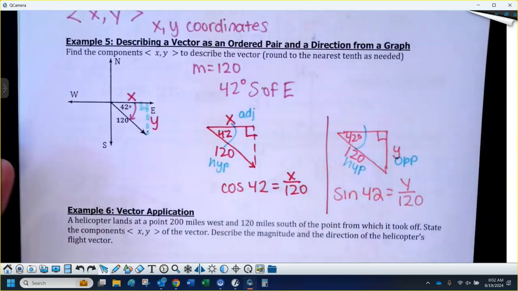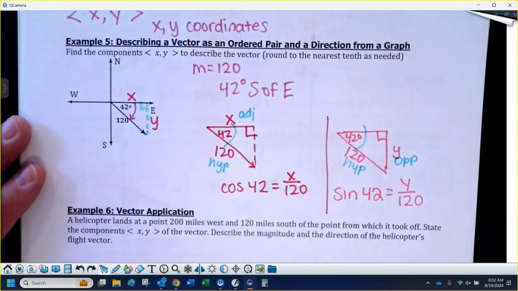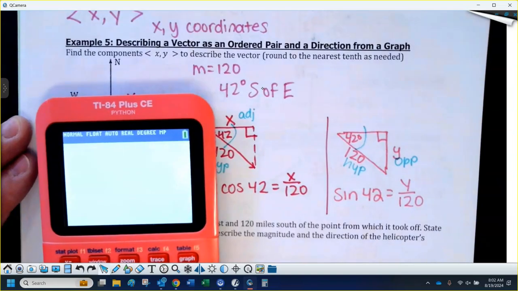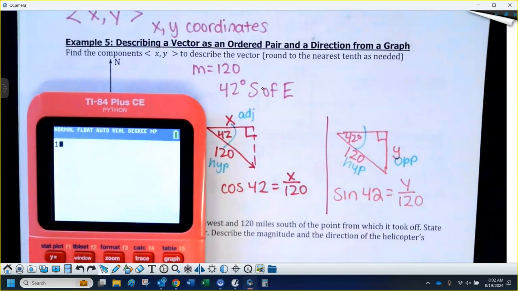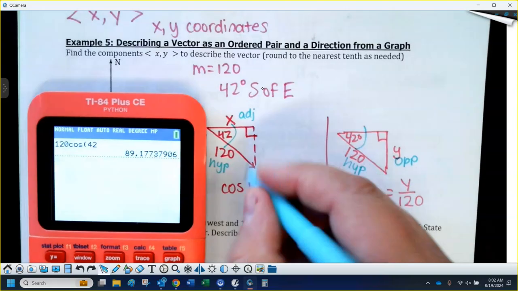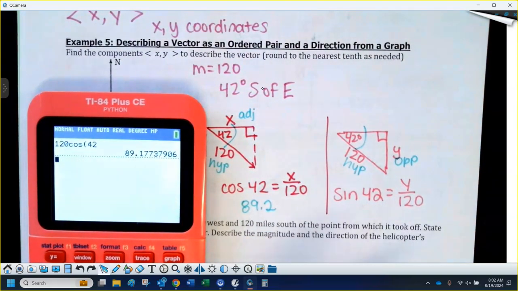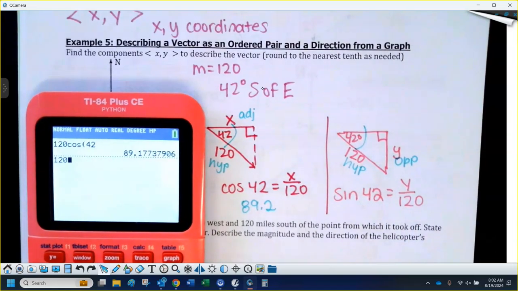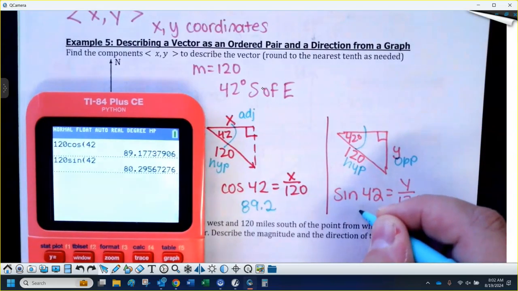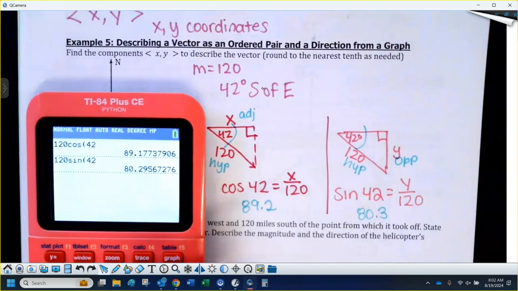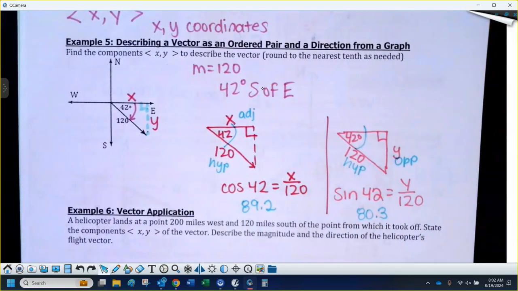Okay, so I'm going to do two of these at once, but I'm not going to write my answer. I'm just going to show you something first. So let's do both of these. We just multiply by 120. So I'm going to do 120 times the cosine of the angle, which is 42. So this one, I'm just going to do one decimal place, like 89.2. Now, for the y, it's almost identical, but it's 120 times the sine of 42. And so y here is 80.3.